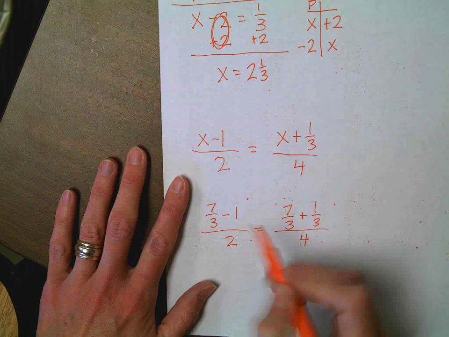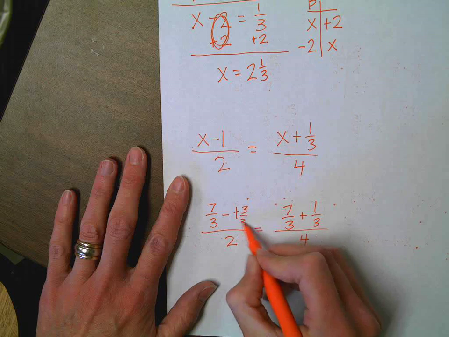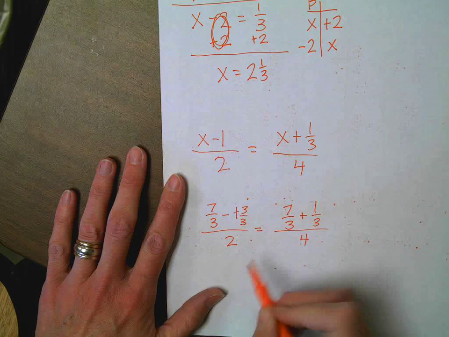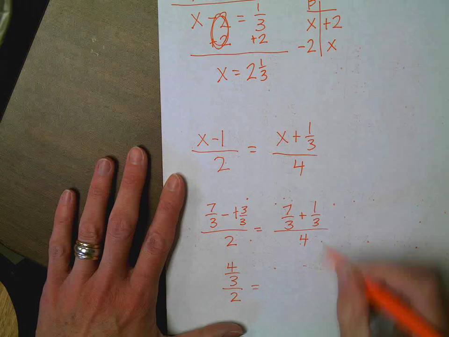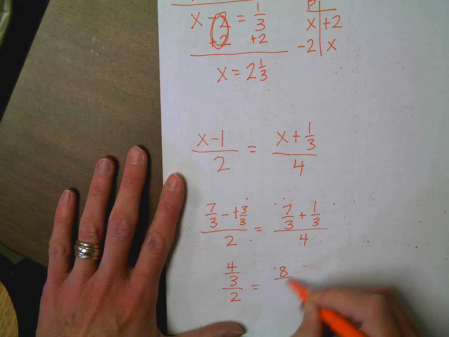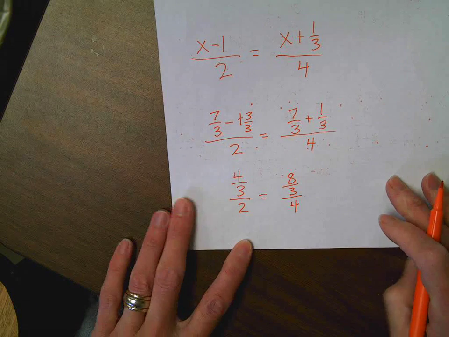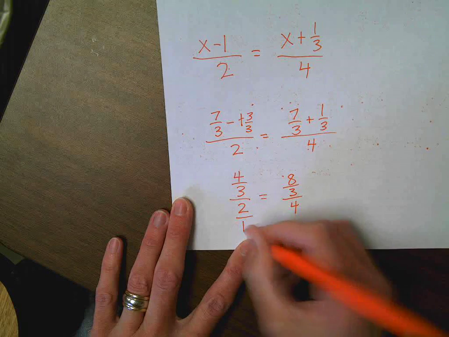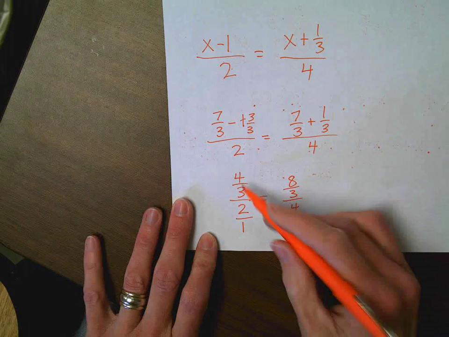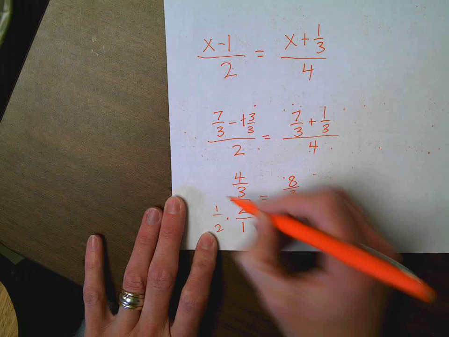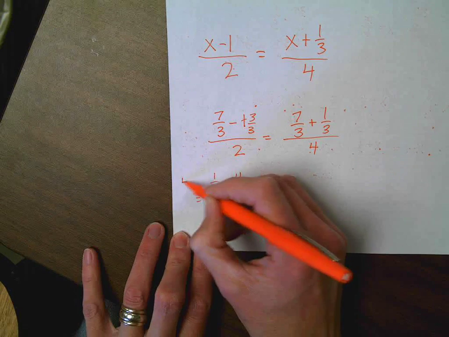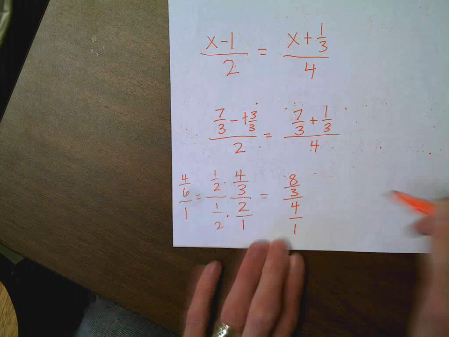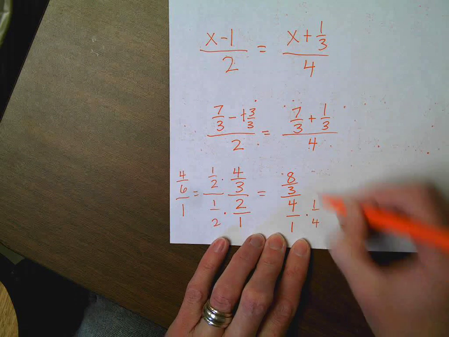Okay, and now we're going to simplify that. If we have 7/3, take away 1, well, we know that 1 actually equals 3/3. So 7/3 minus 3/3 is 4/3, and all of that is divided by 2 equals 7/3 plus 1/3 is 8/3 divided by 4. Okay, you guys are probably going, oh, Mrs. Nelson, you're crazy. Well, I'm really not, because this totally is doable. Remember, this is a compound fraction, so you're just going to multiply by the reciprocal. What you do to one side, you have to do to the other. So what we have on this side is 4/6 divided by 1.